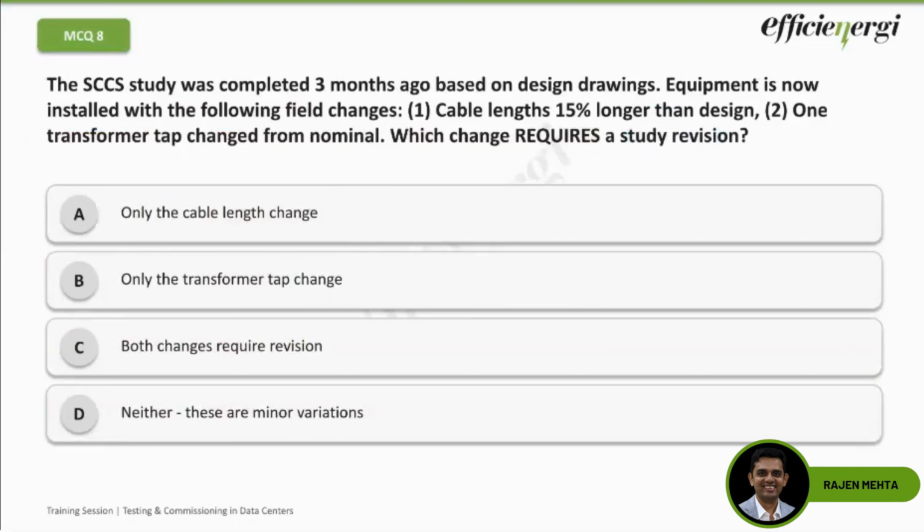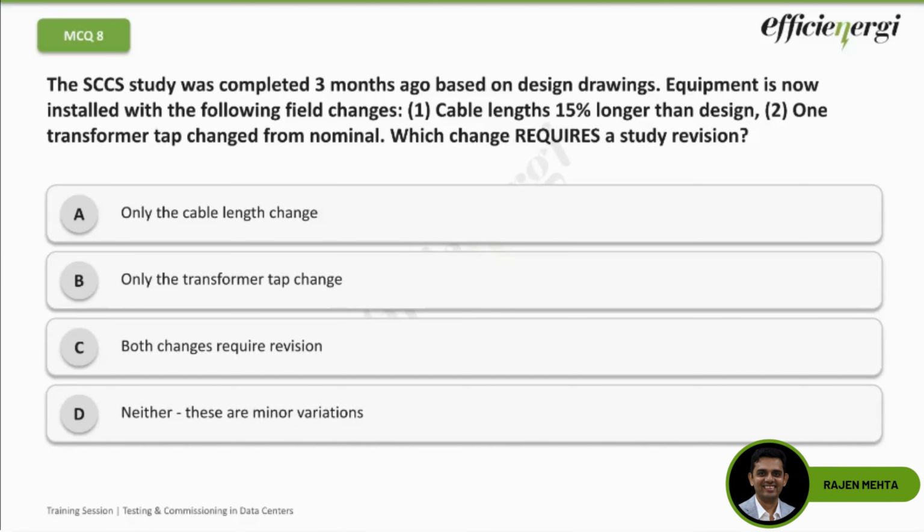Okay, so coming up, I think the second last MCQ of the day, a little more in-depth one. The SCCA study was completed 3 months ago based on design drawings. Equipment is now installed with the following field changes. Cable length 15% longer than design. One transformer tap changed from the nominal. Two changes were observed in the field. Which change requires a study revision, or not?